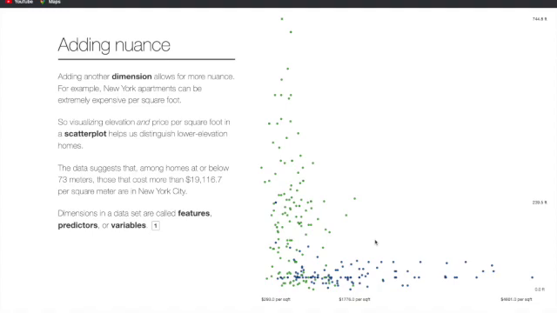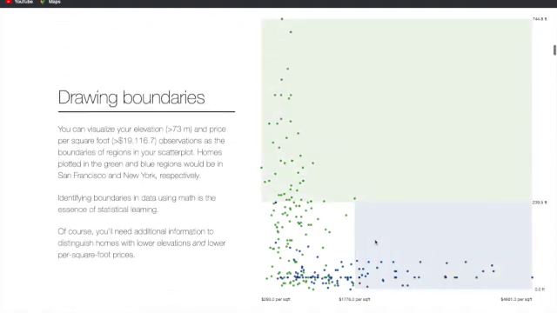Now let's add a few nuances. Adding another dimension allows for more nuance. For example, New York apartments can be extremely expensive. So, visualizing elevation and price per square foot in a scatter plot helps us distinguish lower elevation homes. Dimensions in a dataset are also called features, predictors, or variables.